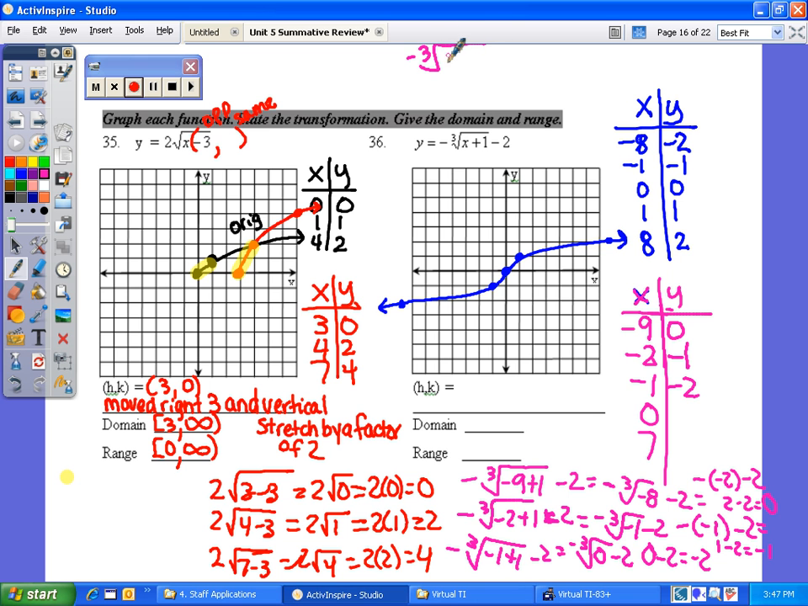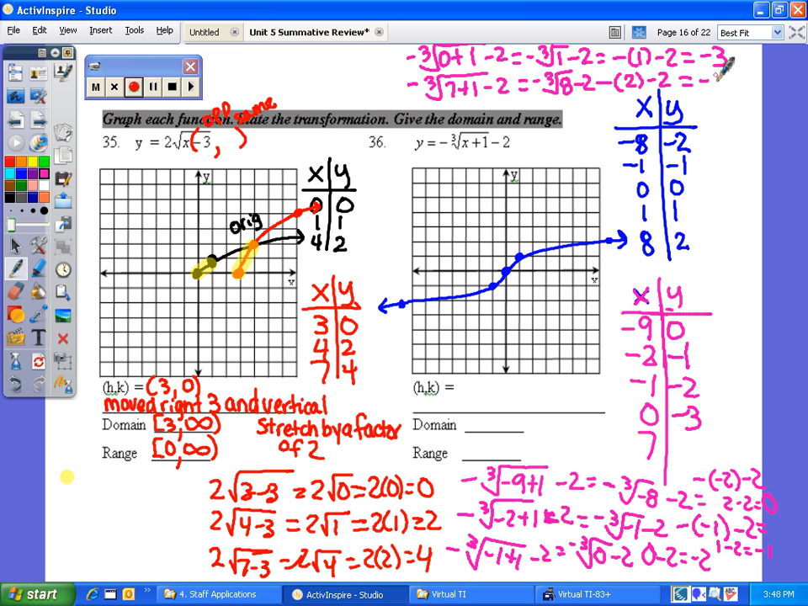So negative cube root of 0 plus 1 minus 2. And that's negative cube root of 1 minus 2. So that's negative cube root of 1, which is 1. Minus 2 is negative 3. Okay. Last but not least, negative cube root of 7 plus 1 minus 2. That's negative cube root of 8 minus 2. That's negative, and this whole thing is positive, so negative 2 minus 2 is negative 4.